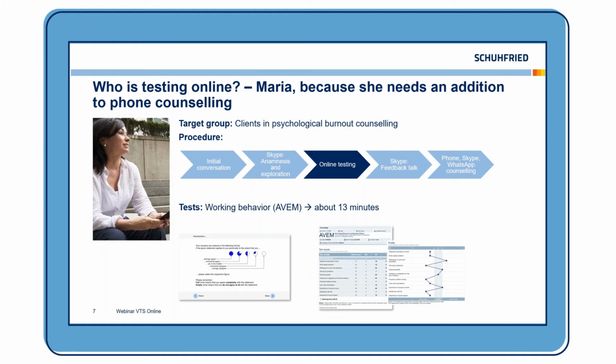And as you can see here in the right lower corner, the results are also shown in a graphical overview. So she's using this graphical overview in the Skype feedback talk, which takes place after the online testing, and shares her desktop screen to go through the results with the client. Then after this, she's continuing to do the counseling via phone, Skype, or even WhatsApp until she's able to do personal face-to-face sessions again.